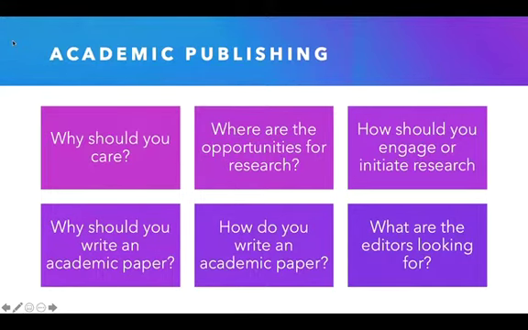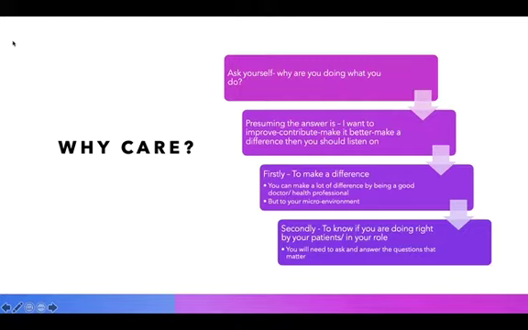We will then talk about how to go about writing an academic paper. What are the skills and the networks that you need? And then finally, we'll finish off by talking about what editors are generally looking for. So let's start with why are we here today? Why do we want to get published? And why should we care?